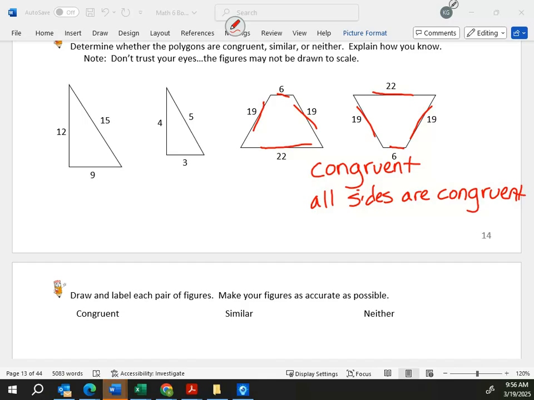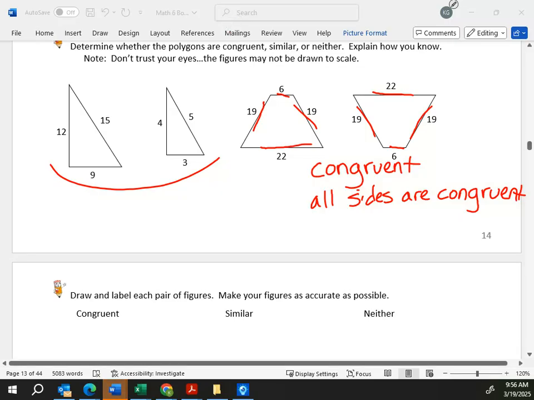When we come back from confession, we're going to work on this one to see if these two polygons, they're not identical numbers, so I know they're not congruent. We're going to see if they are similar. And we're going to work out how we find if they're similar.